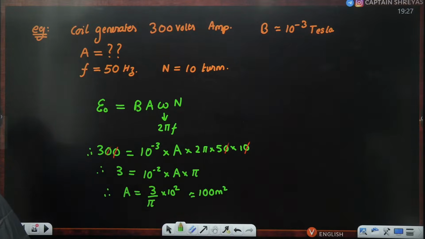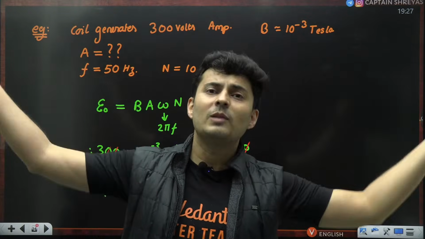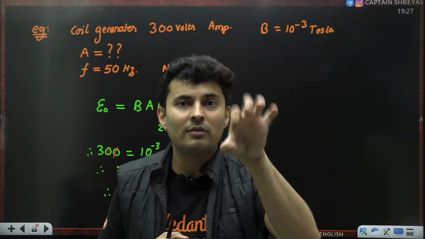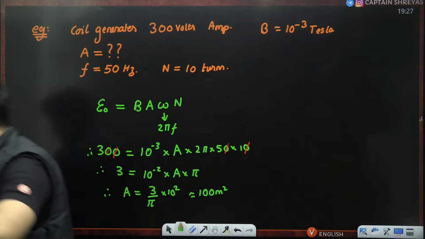Okay. They are real world values. Well, it depends from generator to generator. Some person will be like, I have a lot of space, I'll make a big coil. Some person will be like, no, I have very little space, I need an area to be very small. So it depends what size of generators we are talking about.